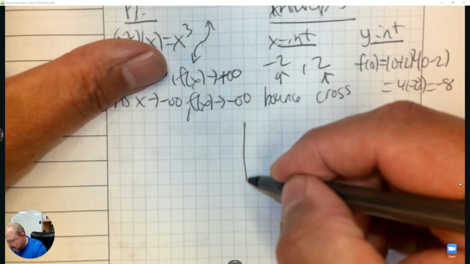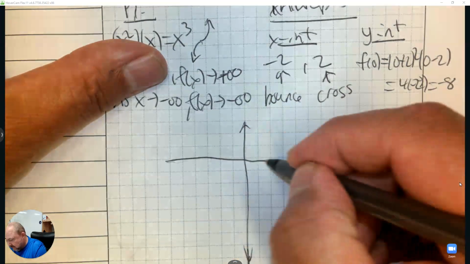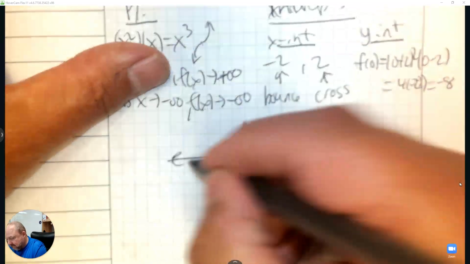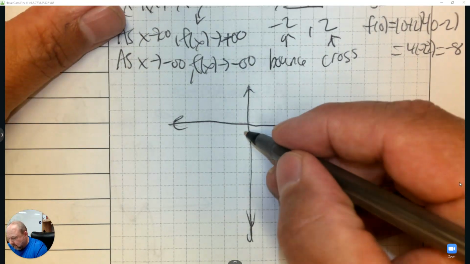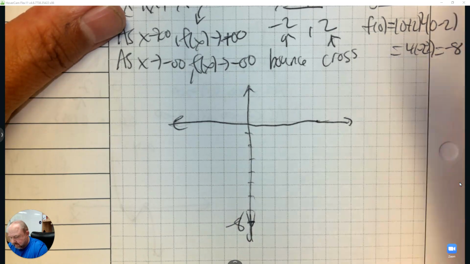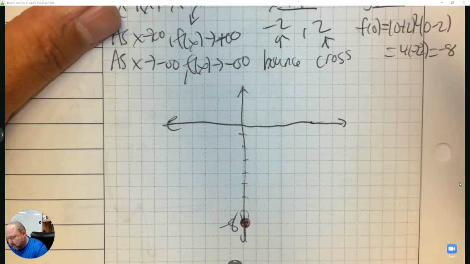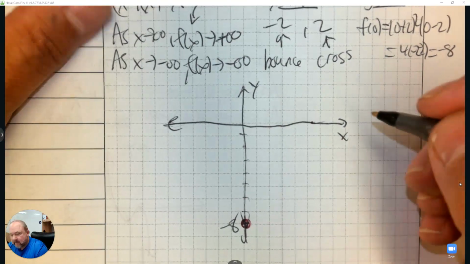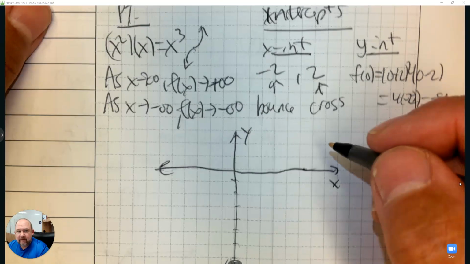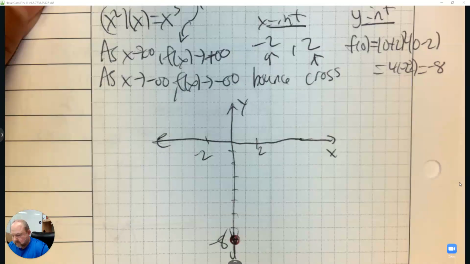All right, we're ready for the graph. I'm going to draw the graph in a way where I know I need to count down to -8. So 1, 2, 3, 4, 5, 6, 7, 8. So it's right there, -8. So we have -8. Our intercepts are at 2 and -2. So here's 2 and -2.